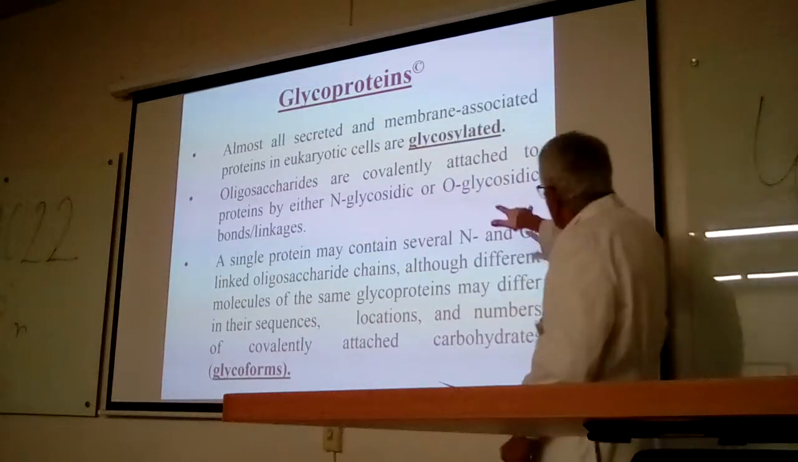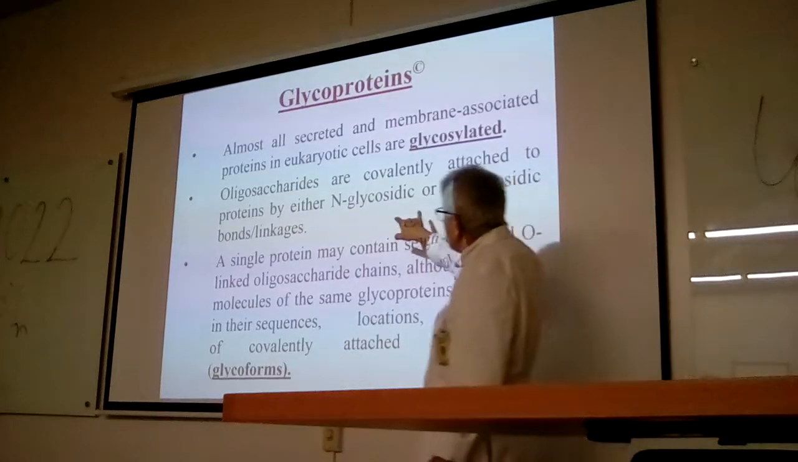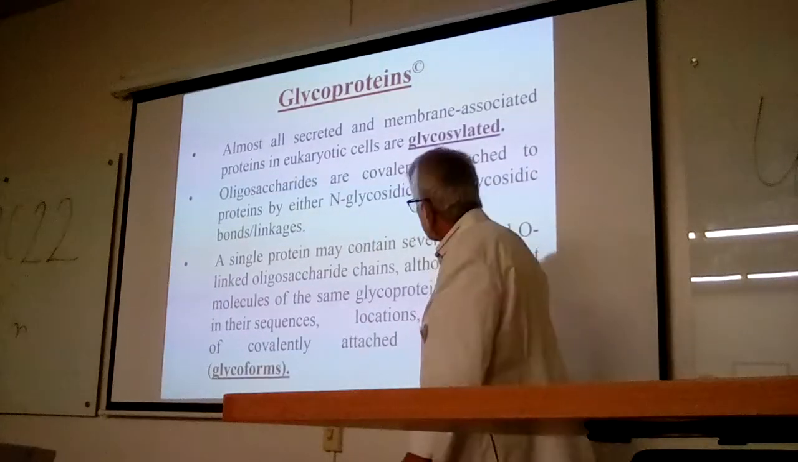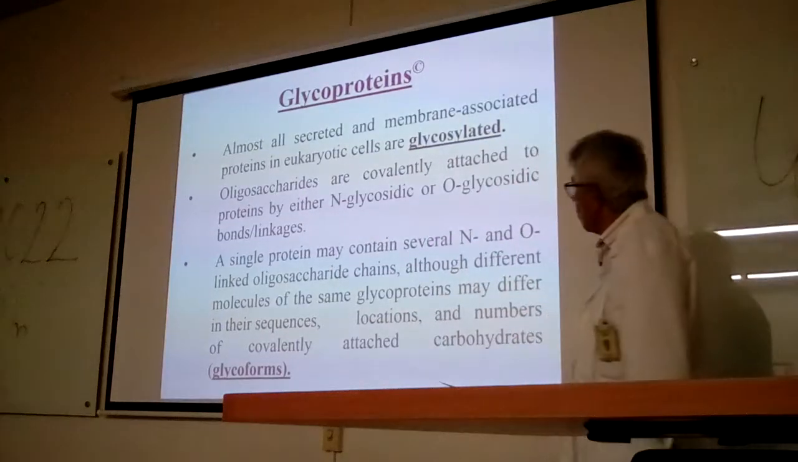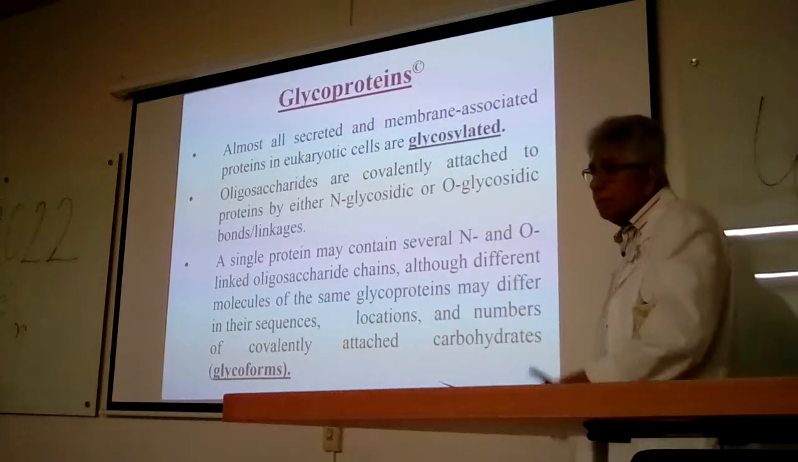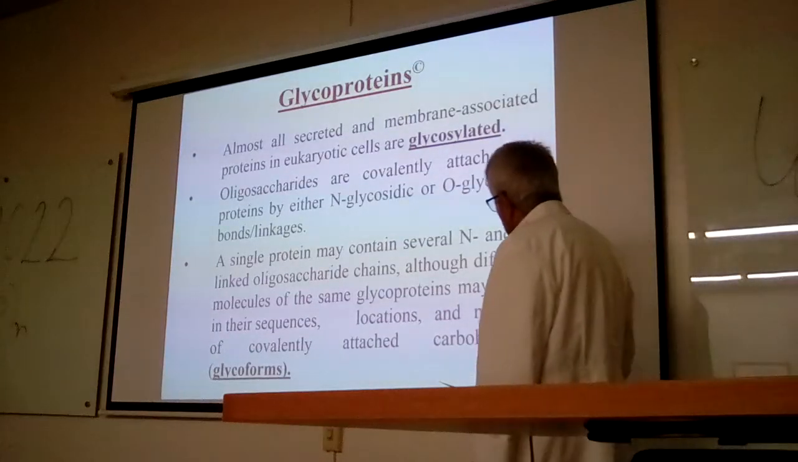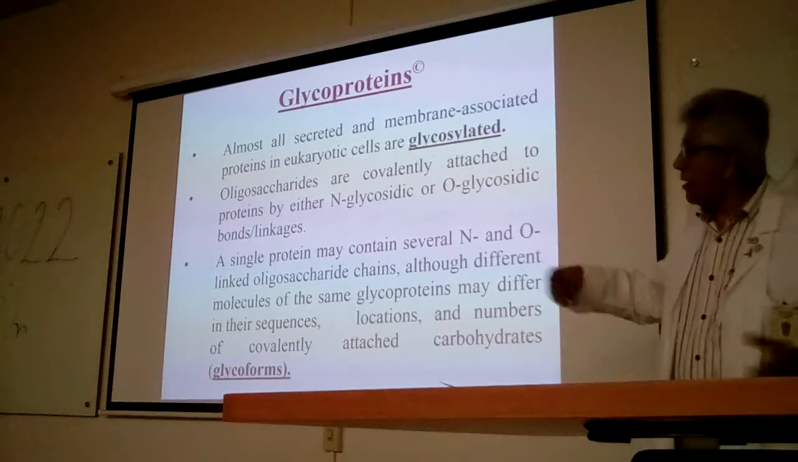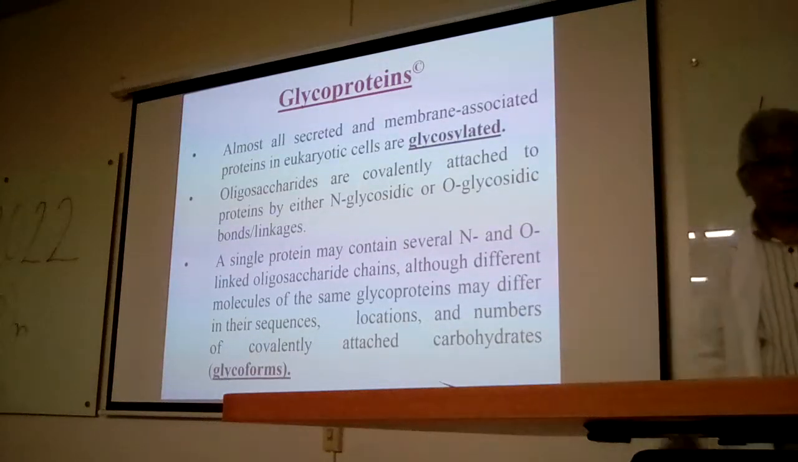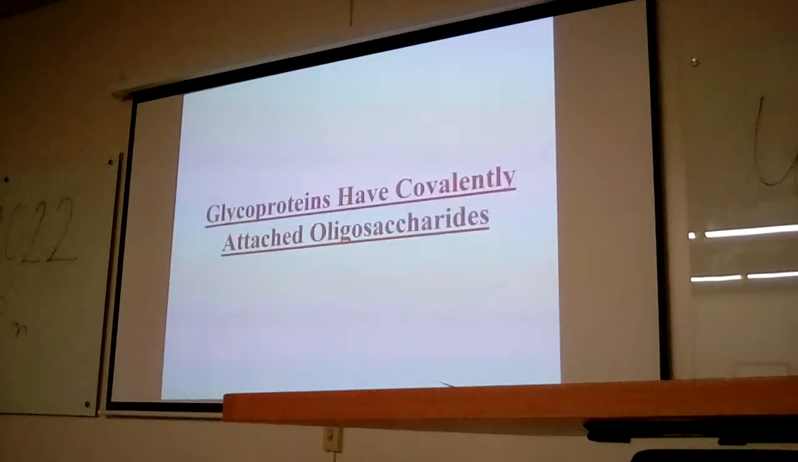Because O-glycosidic linkage needs threonine or serine, and this is the asparagine residue of the protein molecule. So a single protein may have several of these N and O sites available for the oligosaccharides to be attached. They may vary from one cell to another cell, but that's called the glycoform. There's a little micro heterogeneity and variations there, but that's not very important.